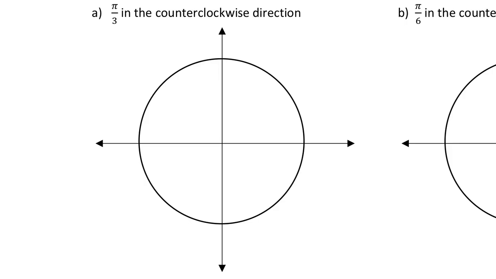Here's what we know. We know all the way around is 2 pi. We know halfway around is pi. We know a quarter of the way around is pi over 2. We know this is 3 pi over 2. We're going to get used to putting the quadrant angles there. This time, however, I only want a third of pi. If this is pi, where would you draw a third of it?